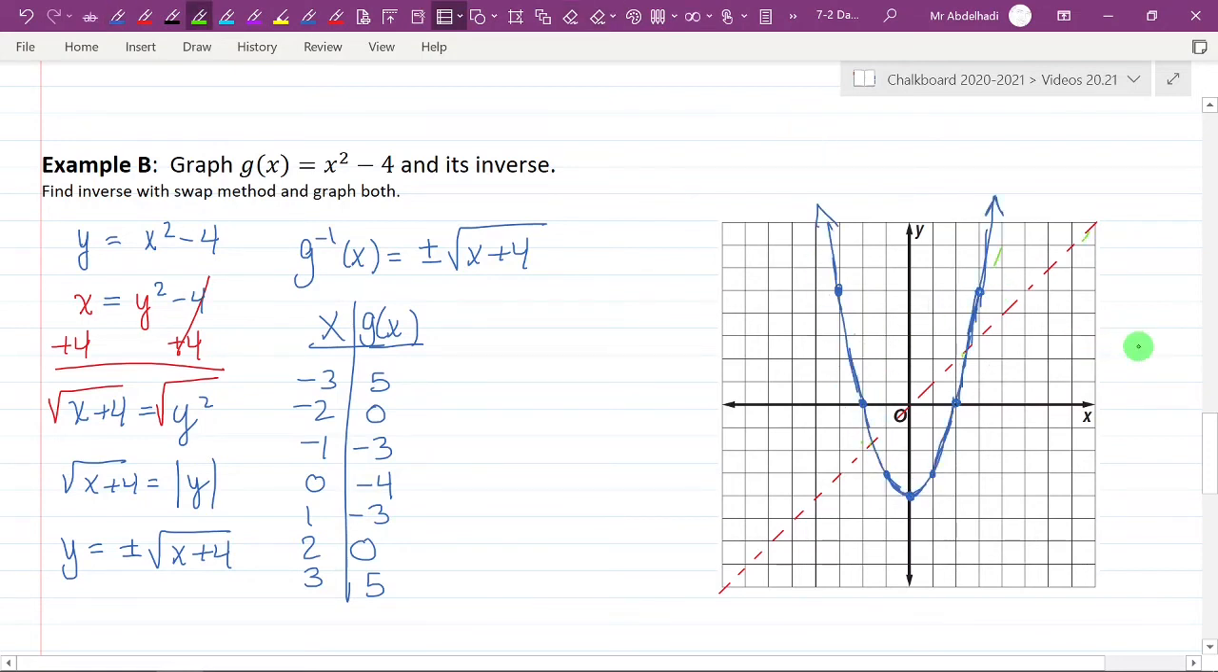Now here's the problem though. There are two functions here, not just one. There's the plus square root of x plus 4, and the minus one. So we're going to have to make two tables because there's actually two parts to this inverse.